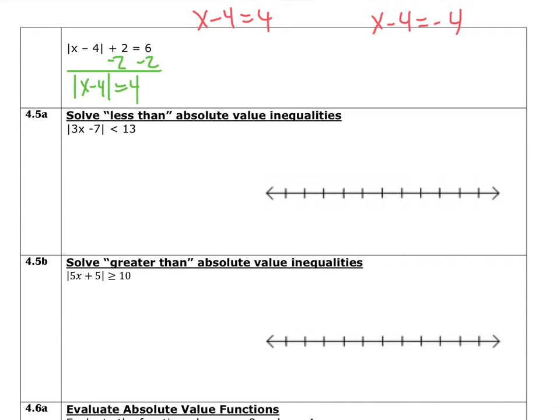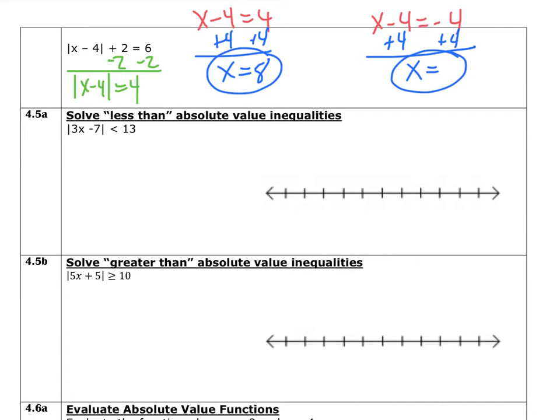When we solve, we're going to add 4 to both sides. So one answer is going to be 8. This other one, again, I'm going to add 4 to both sides. Negative 4 plus 4 is 0. Which means the two answers we would have, if I put 0 into here, 0 minus 4 is negative 4. Absolute value of negative 4 is positive 4, plus 2 would be 6. This one would also work. So these are the two correct answers.